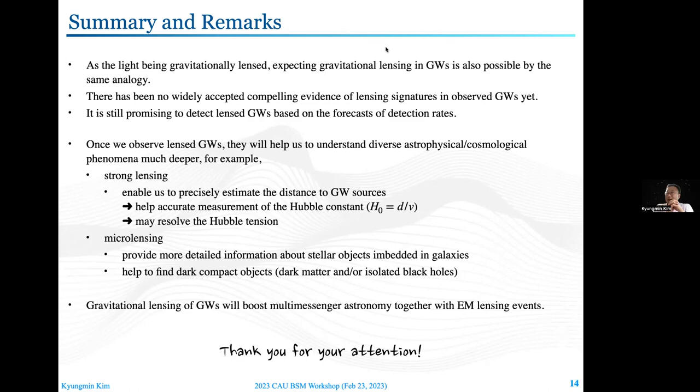But anyway, as I mentioned, the forecast on the detection rate is that lensing of gravitational waves is very rare, one event per year. It's much rarer than the typical detection rate of any gravitational wave signal events. It is expected, for example, one event per day for the first observing run.